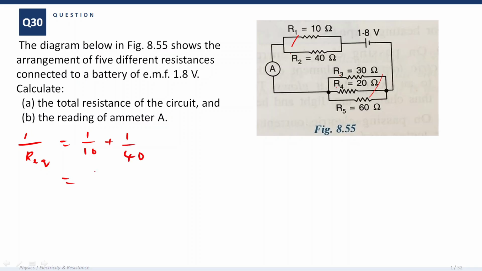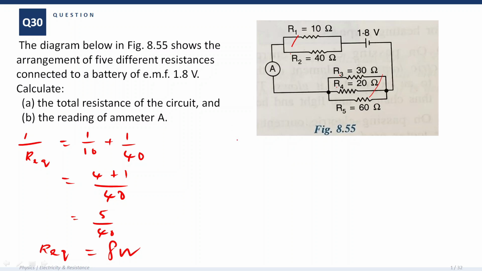What will you get here? 4 plus 1 by 40, that equals 5 by 40. Then R equivalent you will get here is 8 ohms.